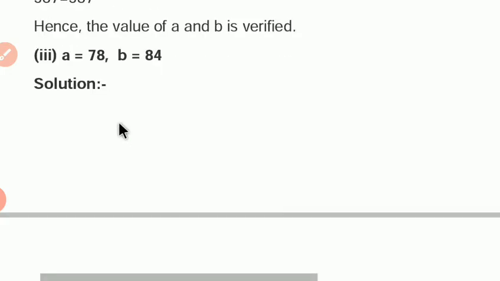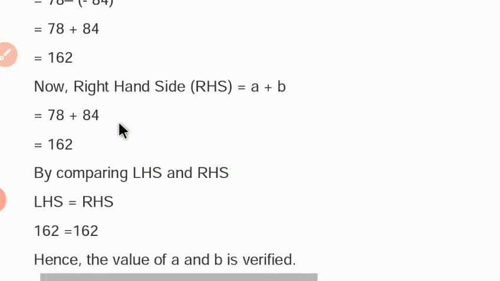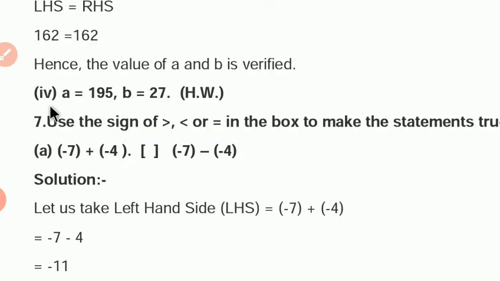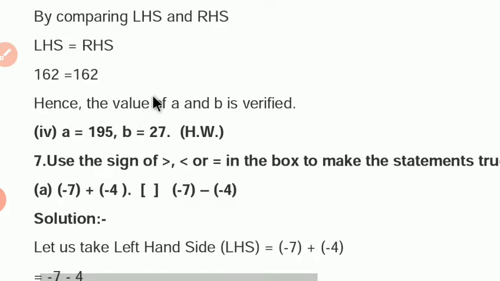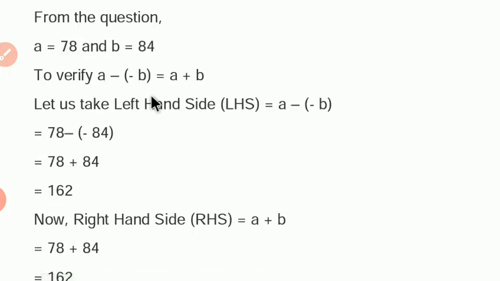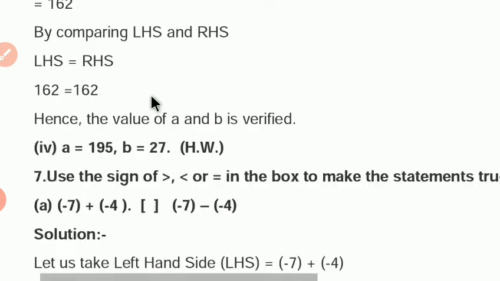Same for question number 3, it will be same as question number 1 and 2. Now question number 4, A is equal to 195, B is equal to 27. This one you have to solve as question number 1st, 2nd and 3rd, and it's your homework.